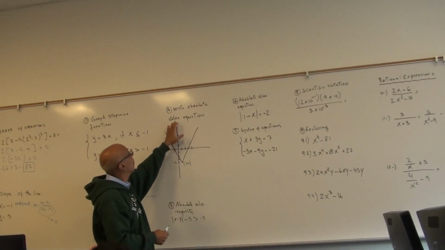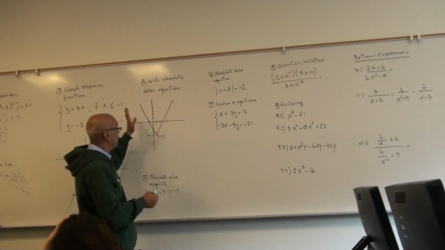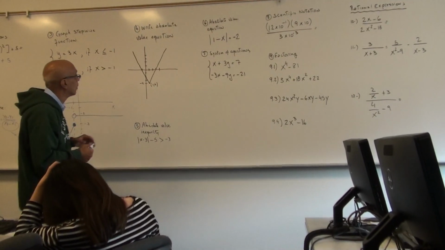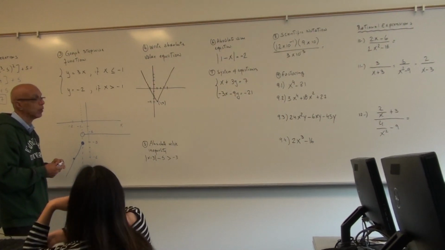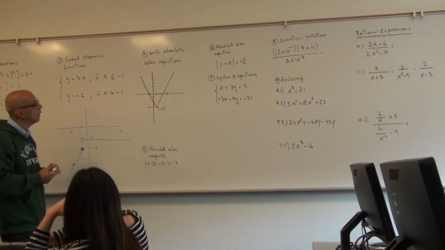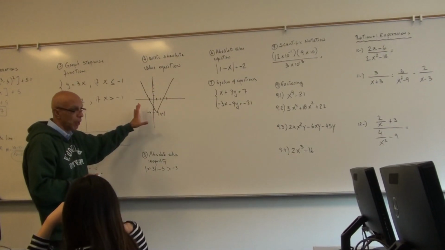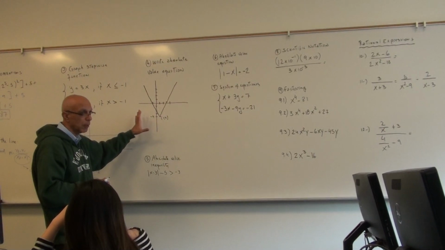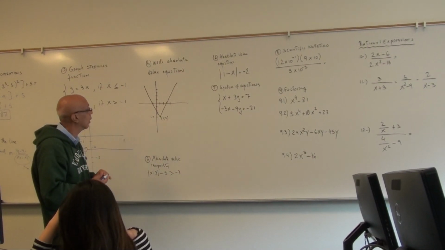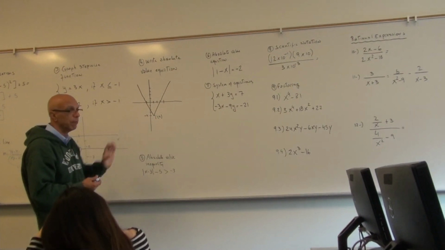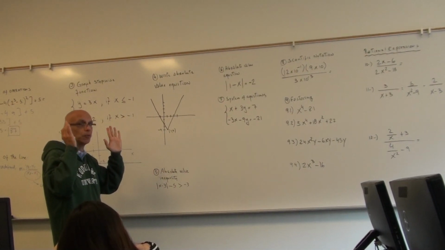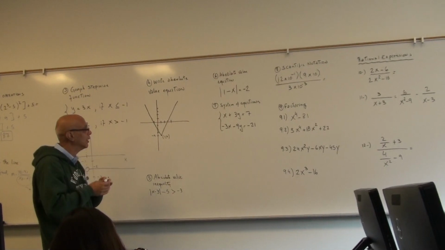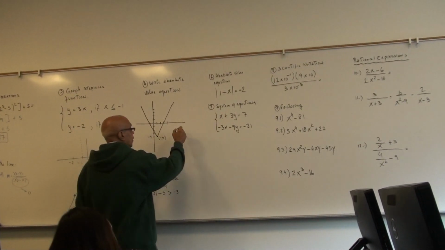Next, write absolute value equation. So now here, this is a typical example that can show up on the next midterm and also maybe on the final. They give you a function, you need to recognize the function, and you need to write what that function is. So when you see a v, you should right away think about the absolute value function, right? What is the basic absolute value function?